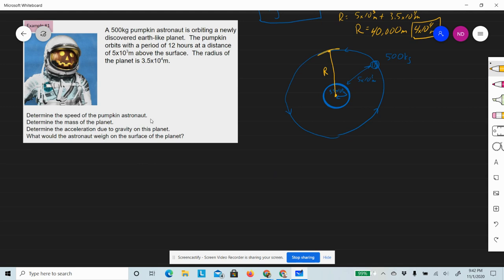To start the problem, we want to know the speed of the pumpkin. Well, speed is not a complicated concept. Velocity equals distance divided by time. What distance does an orbit encounter? The circumference, right? The distance is the circumference divided by the time. The circumference is 2 pi r. The time is the period of revolution, which in this case is 12 hours. So 2 pi times r, 40,000 meters, divided by 12 hours.